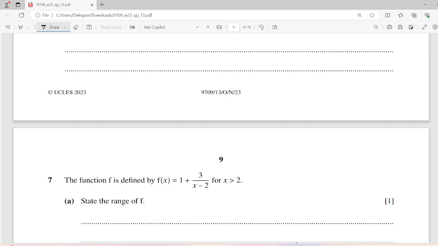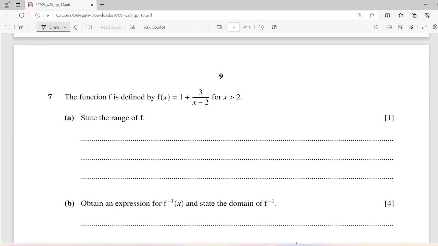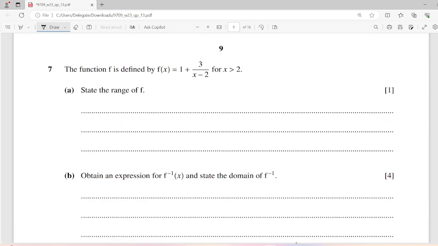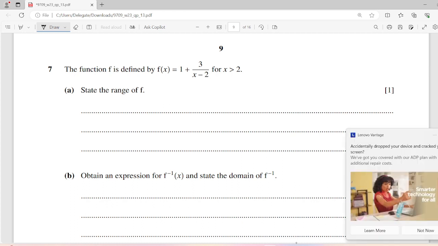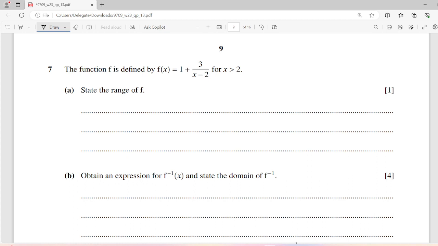Question 5. It's about, see, question 7. Oh, question 7 is about functions. Question 7 is about functions. So the function is defined for that. So they want us to find the range.